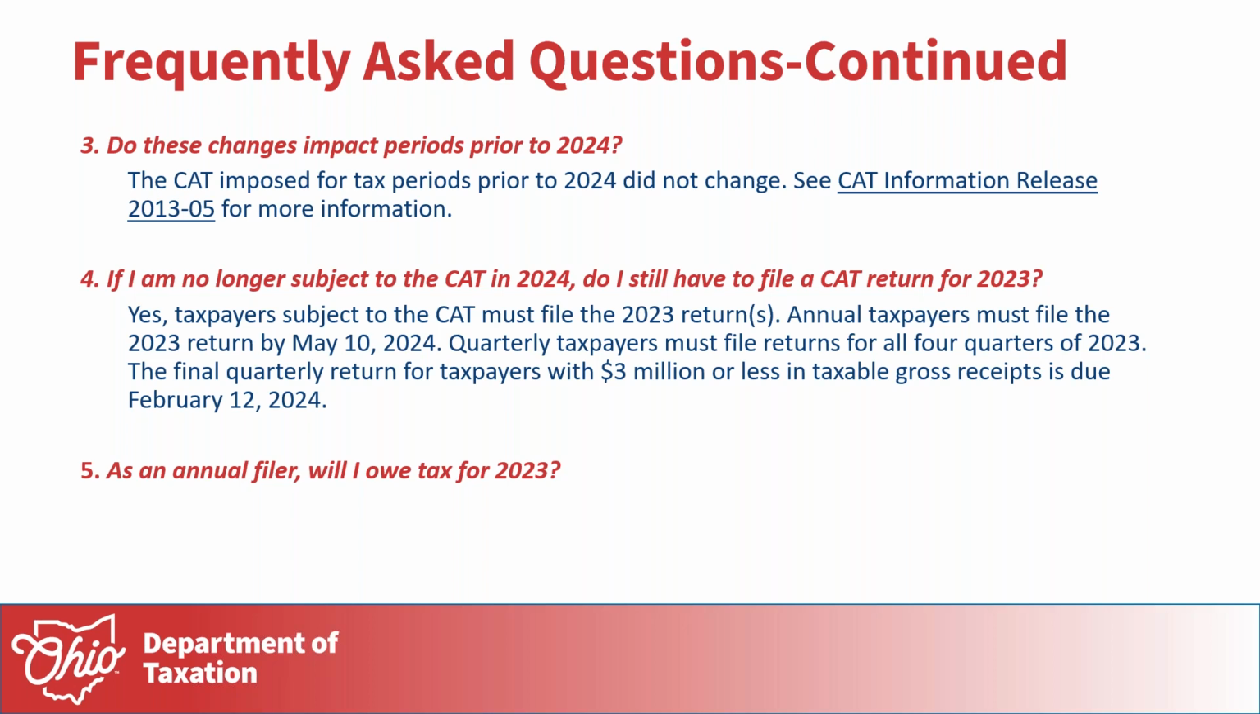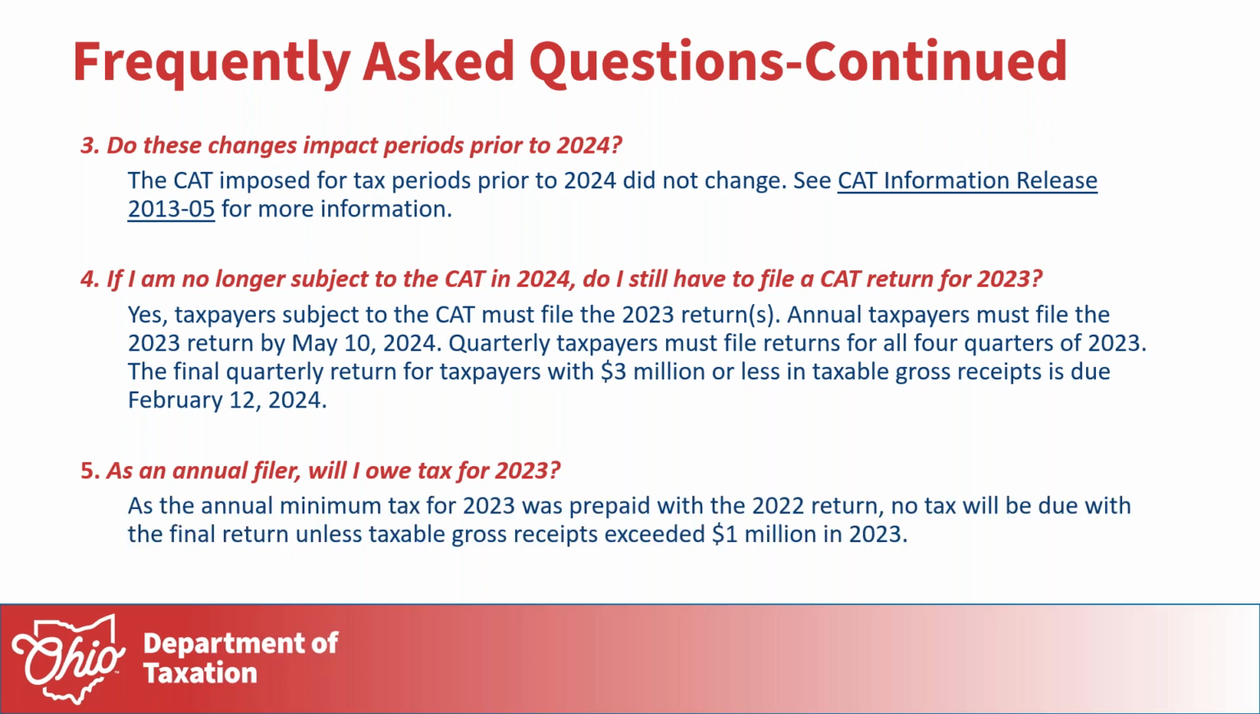Number 5, as an annual filer, will I owe tax for 2023? As the annual minimum tax for 2023 was prepaid when you filed the 2022 return, no tax will be due with the final return, unless, of course, your taxable gross receipts reported on the return exceed that $1 million. If they do, the 0.26% on any amount over that $1 million would then be tax due.